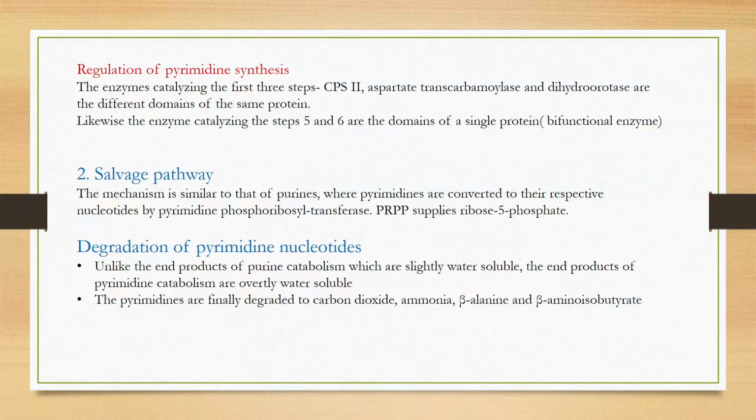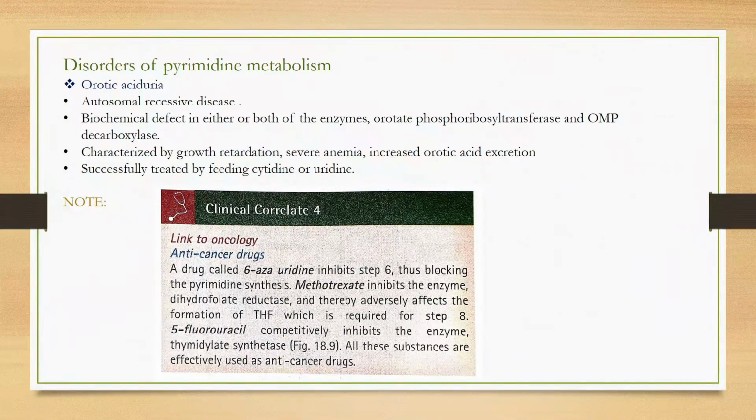Now come to the disorders of pyrimidine metabolism. Orotic aciduria is a very rare metabolic disorder characterized by increased orotic acid excretion. It is an autosomal recessive disease with a biochemical defect in either or both of the enzymes orotate phosphoribosyl transferase and OMP decarboxylase. It is characterized by growth retardation, severe anemia and increased orotic acid excretion, and can be successfully treated by giving cytidine or uridine.